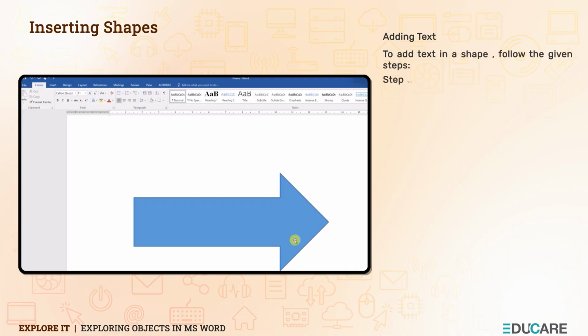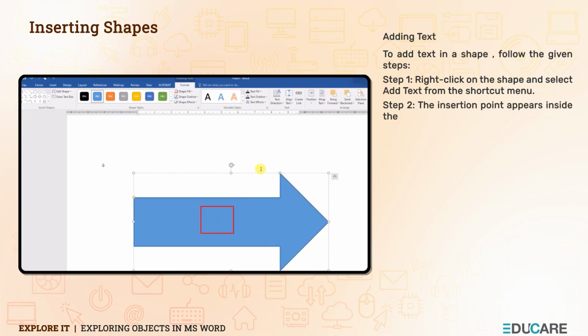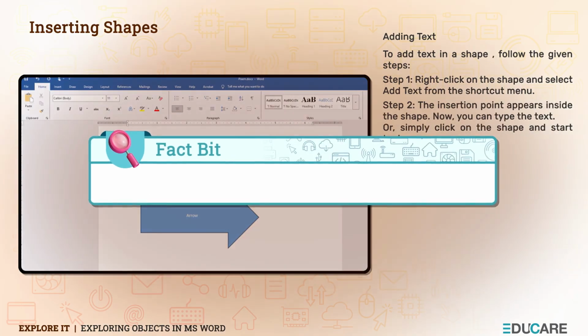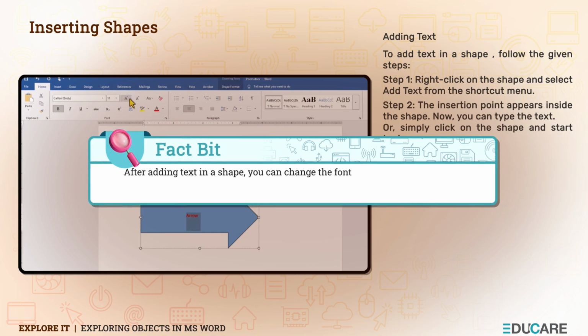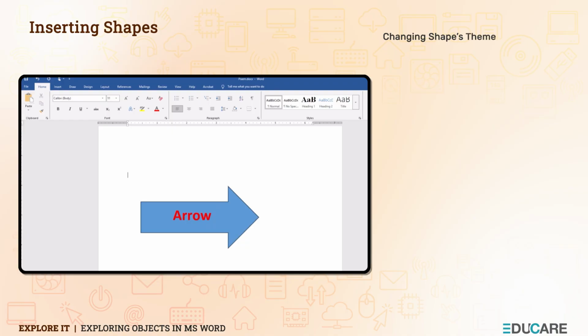Adding text. To add text in a shape, follow the given steps. Step 1. Right-click on the shape and select Add Text from the shortcut menu. Step 2. The insertion point appears inside the shape. Now, you can type the text, or simply click on the shape and start typing. FactBit. After adding text in a shape, you can change the font size, style, and alignment using the options in the Home tab.